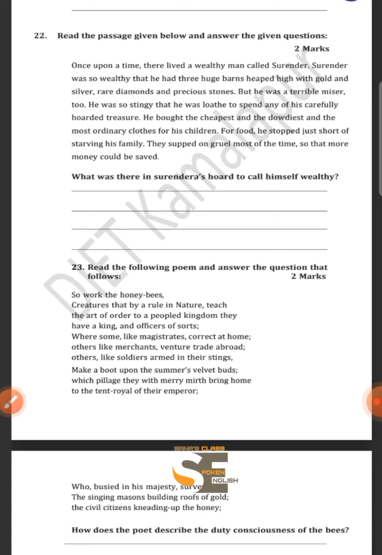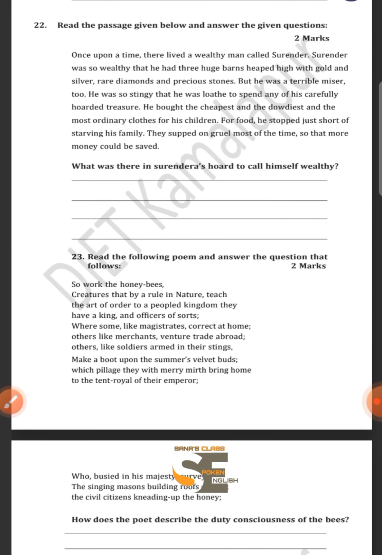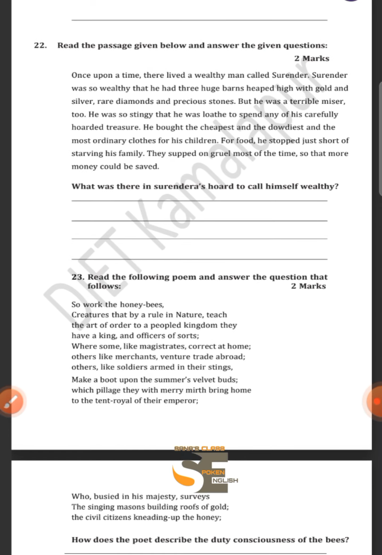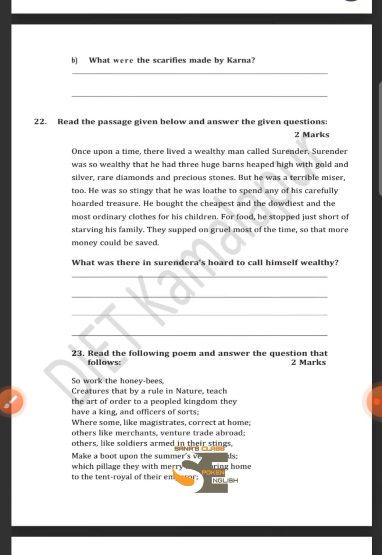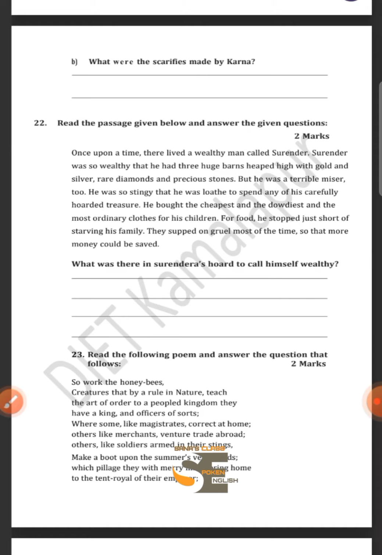Once upon a time, there lived a wealthy man called Surender. Surender was so wealthy that he had 3 huge barns heaped high with gold and silver, rare diamonds, and precious stones. But he was a terrible miser too. He was so stingy that he was loath to spend any of his carefully hoarded treasure. He bought the cheapest and the dowdiest and the most ordinary clothes for his children. For food, he stopped just short of starving his family. Oh my God. They supped on gruel most of the time so that more money could be saved.